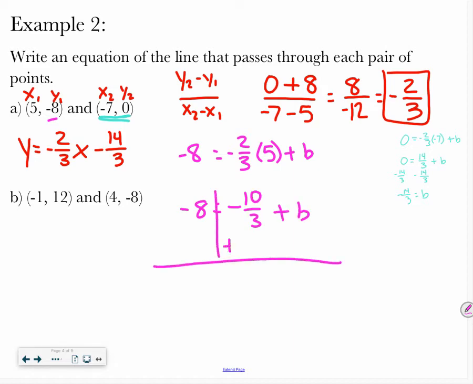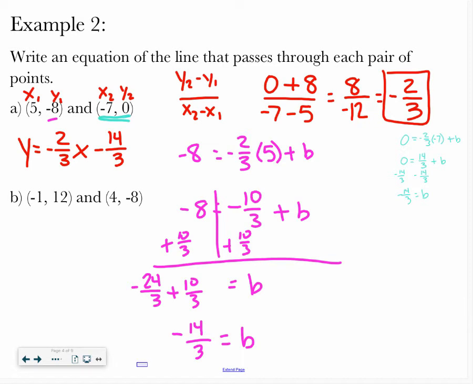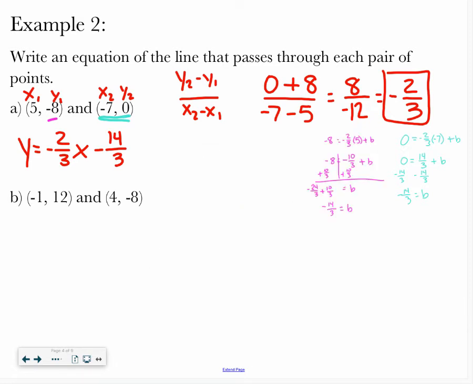So if I add 10/3 to both sides, I get b equals, I want to change my 8 to have a common denominator, so I'm going to say negative 24/3 plus 10/3. So that means negative 14/3 equals b. So you can see I end up with the same thing. So it doesn't matter which point you use. Alright, let's take a look at part B.